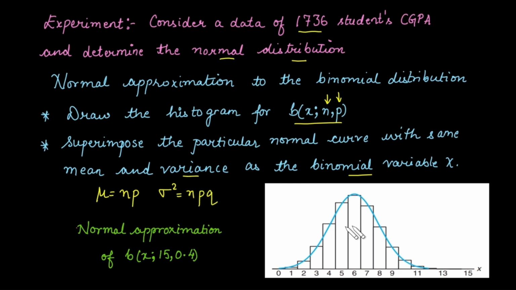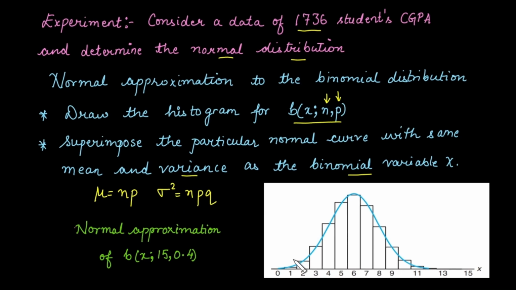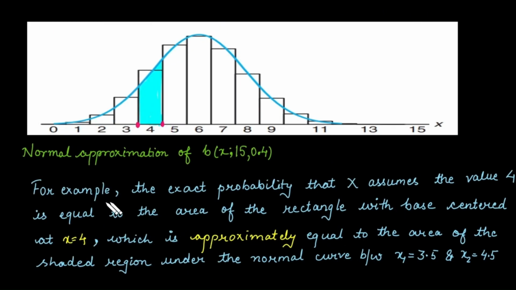the normal curve. For example, in this case, the histogram representation corresponds to the binomial variable with the number of trials as 15 and the probability of success 0.4, where this curve is basically a normal distribution with the same mean and variance as this binomial variable has. That is, np as the mean and the variance equal to npq. Now suppose you want to find the probability at x equal to 4 using the normal approximation.